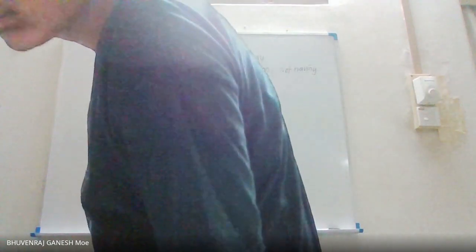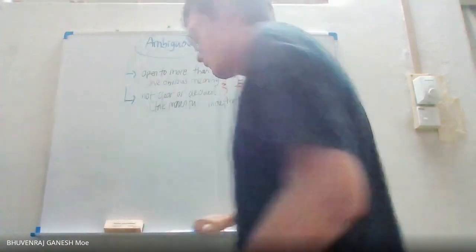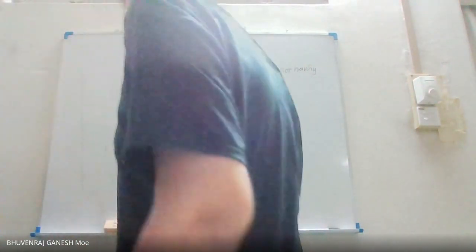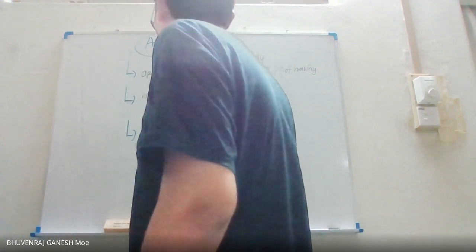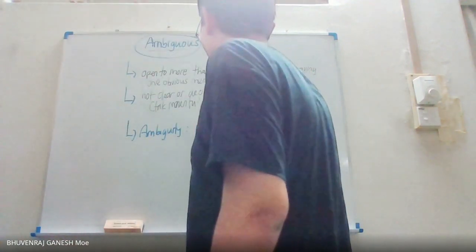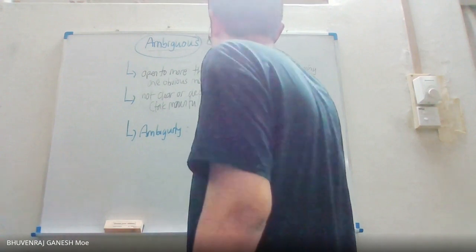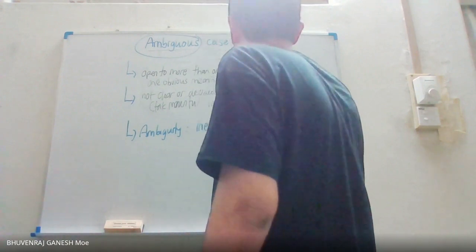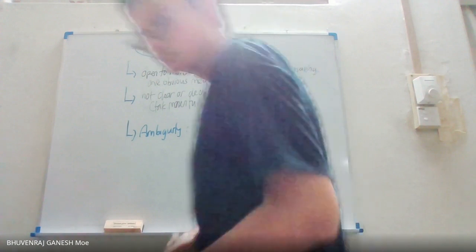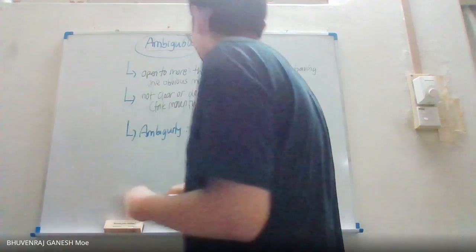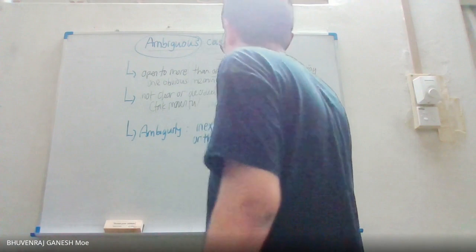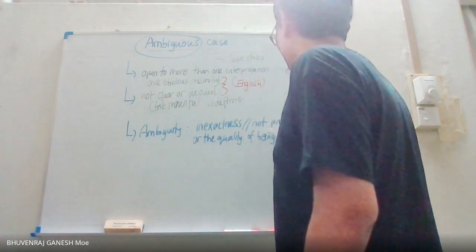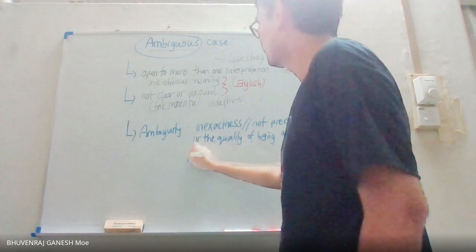So now we will analyze this word mathematically. Ambiguous case comes from the word ambiguity, which actually means inexactness, or you can say not precise, or the quality of being open to more than one interpretation.